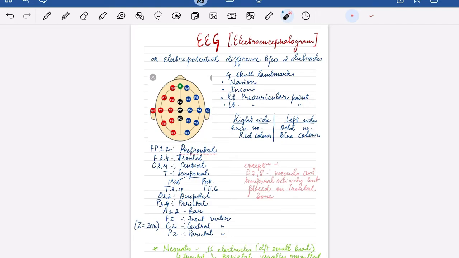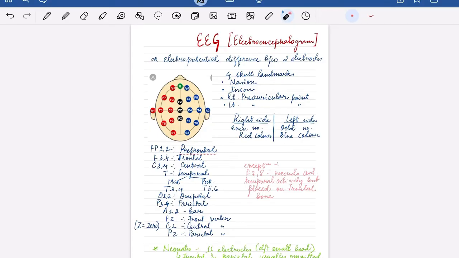Now these leads have a code, that is right side and left side. On the right side it is red in color, represented by even numbers. On the left side they are blue in color, represented by odd numbers. We can remember one and the other one will be the opposite of it. In red we have R for right, E for even. So for left it's the opposite one, that is blue and odd.